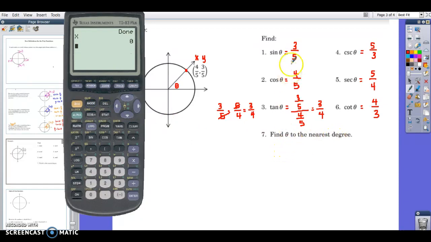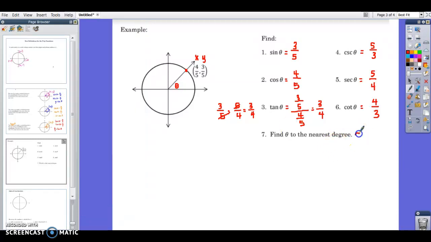And again, we know what the sine is. We know what the ratio is. And you can use any one of these. I'm just going to use sine because it's the first one I have here. So if I hit second sine and I do 3 divided by 5 and hit enter, it'll give me that angle in decimal form. So it's to the nearest degree. That's going to be 37 degrees. So we can say approximately 37 degrees.